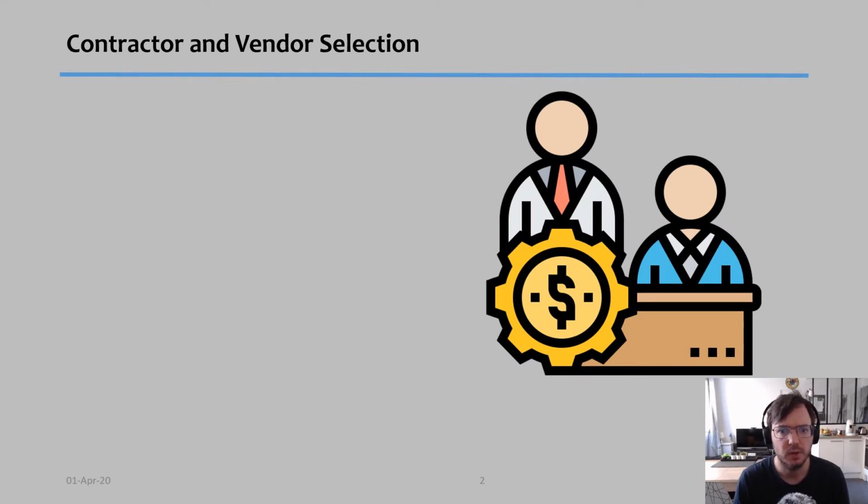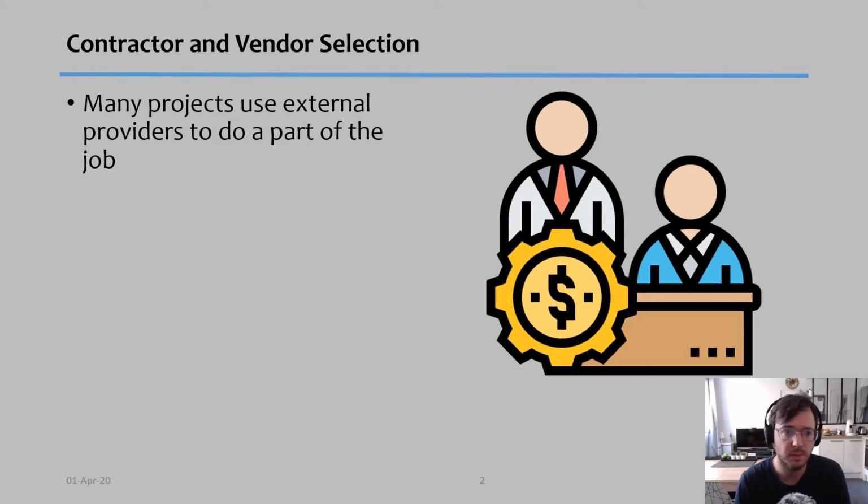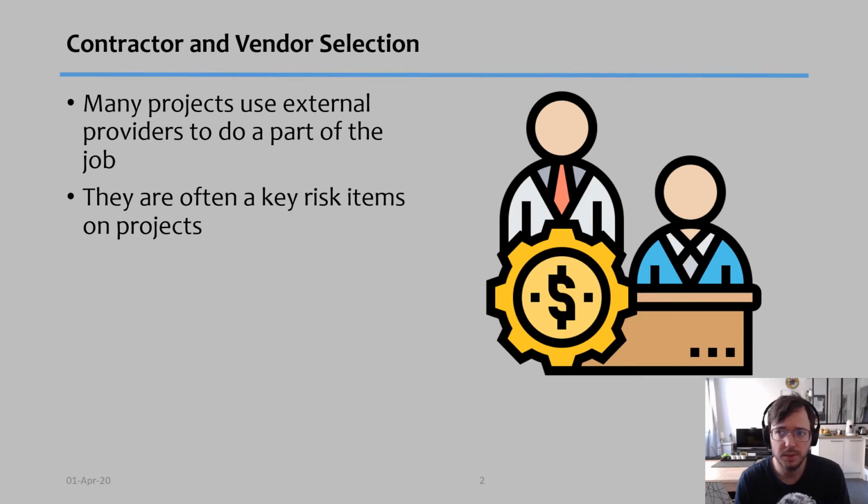First of all, let's start with selecting the right contractor or the right vendor for your project. Many projects obviously use external providers to do some of the job, and the problem is that they are often key elements when it comes to introducing risk, because now you're dependent upon someone else to do a part of the project. This might arise from vague requirements, where you don't communicate properly about what you want from them, or because the project time frame is too urgent and you have to select a vendor, and therefore this adds extra risk to the project.